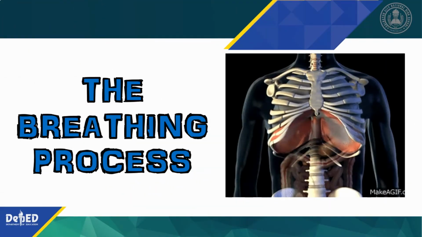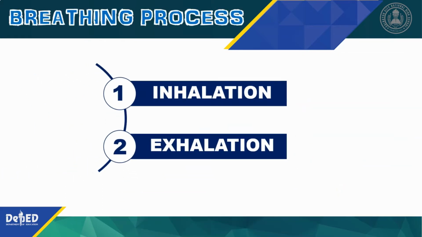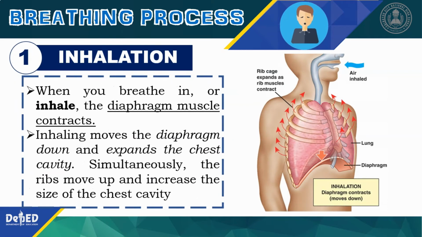Breathing involves two processes. These are inhalation and exhalation. What happens during inhalation? When you breathe in or inhale, the diaphragm muscle contracts. Inhaling moves the diaphragm down and expands the chest cavity. Simultaneously, the ribs move up and increase the size of the chest cavity.